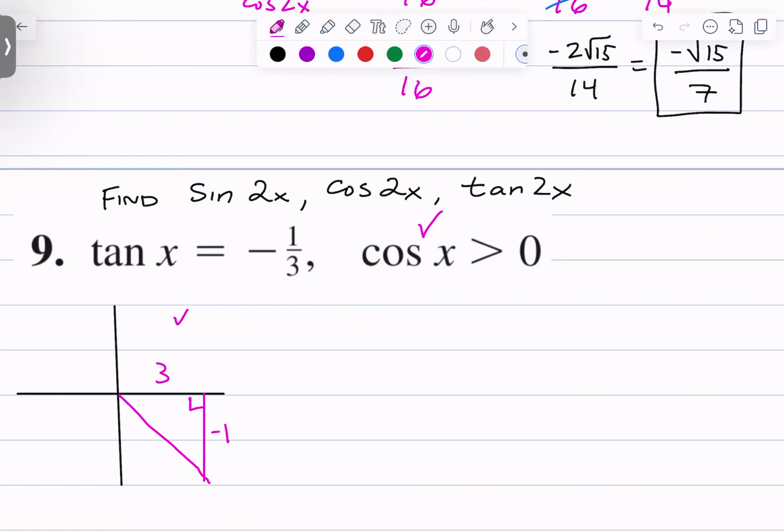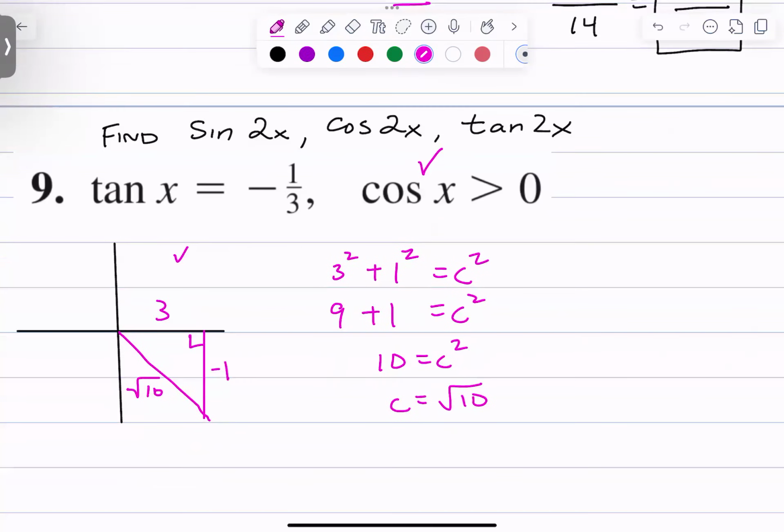So if I do the math, I need to do Pythagorean theorem. I get 9 plus 1, that's square root of 10. Right? Because 3 squared plus 1 squared equals c squared. That's 9 plus 1 equals c squared. So that's 10 equals c squared. So c is the square root of 10. Okay, and then from here, you can figure out sine, cosine, tangent of the double angle. All right.